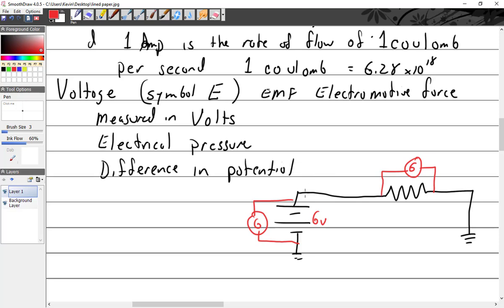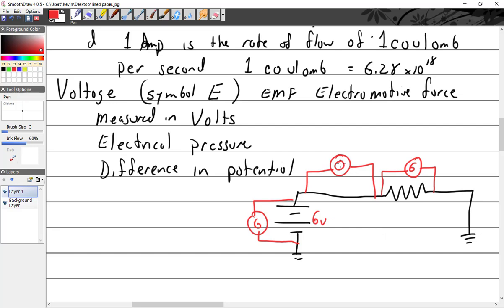What if I were to put a voltmeter right here? What's it going to read? Why would it read 0? There's no potential difference. It reads the same. So I don't know how else I can really describe that, but that's what I mean by potential difference.